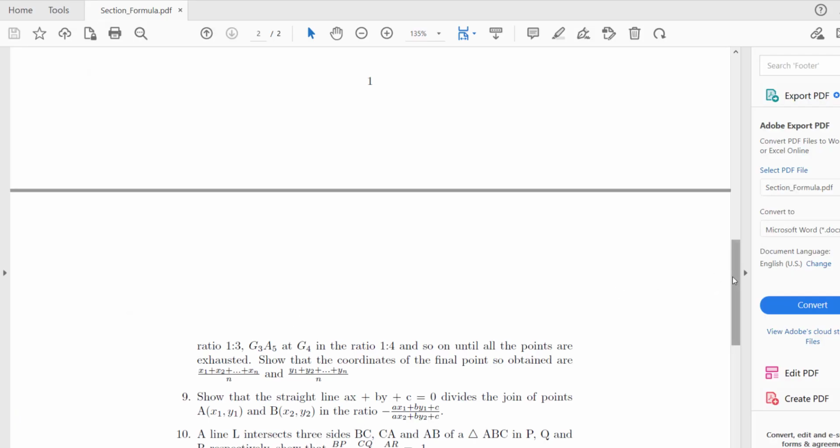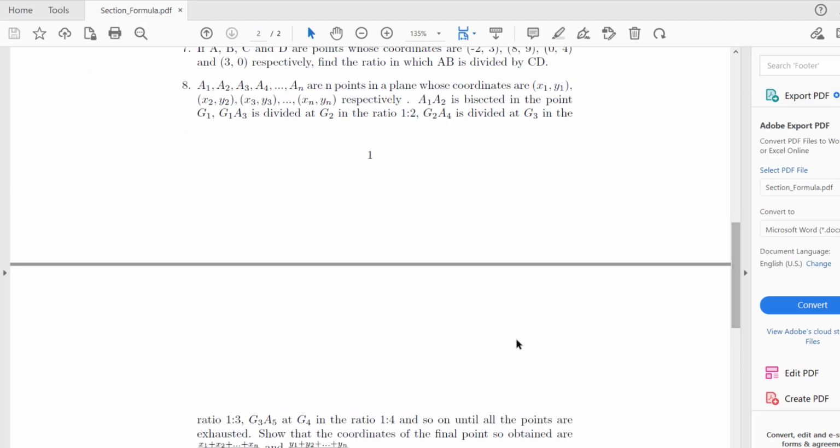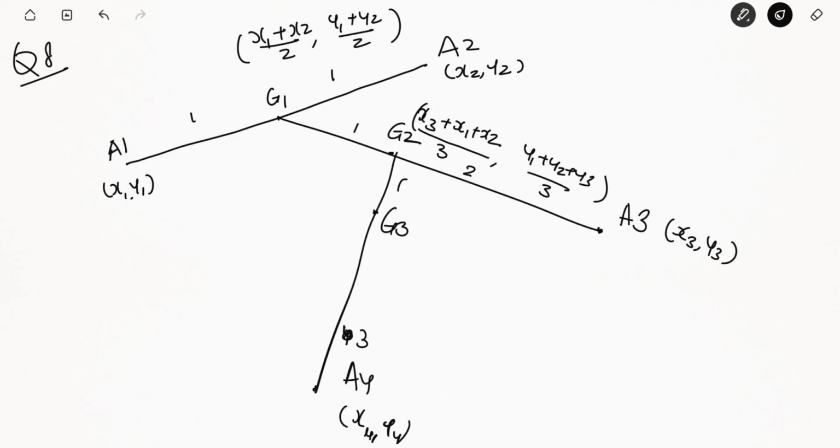G3 is... G2 A4 is divided at G3 in 1:3, so that this will become x4, right? Cross multiplication, x4 plus 3 times this. So 3 is cancelled out. Everywhere you see it's cancelling out, 2 is cancelled with this, 3 is cancelled. So we are getting one pattern, right? So this will be (x1 plus x2 plus x3 plus x4) over 4, and similarly so on.